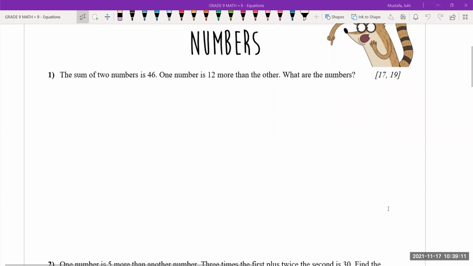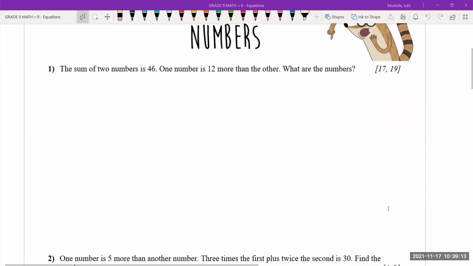So let's look at the first question. For every single one of the questions, I have provided the answers in brackets. So if you're wondering what those random numbers are, it's the answer. The question says the sum of 2 numbers is 46. What does the word sum mean? Tell me in terms of an operation sign. Addition, yeah, good. So the sum means we're adding 2 numbers together and the answer is going to be 46.